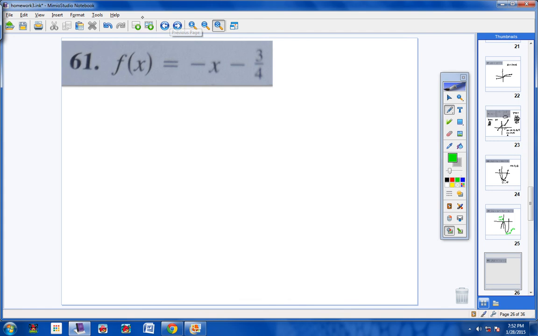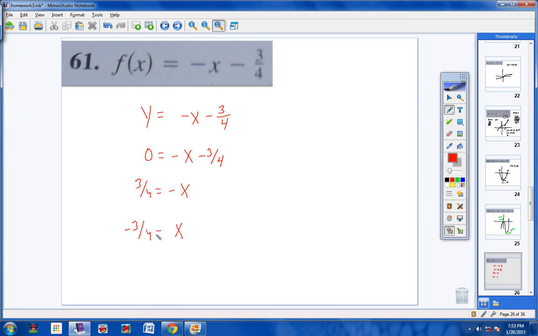Alright, number 61 through 65, the directions say to sketch the graph of the linear function, label the y-intercept. These are going to be pretty simple, guys. This is old school algebra 1, okay? y equals -x minus 3/4. Now for me, very quickly, I'm going to put a 0 in for y to get out my x-intercept. Bring the 3/4 over and make it positive. Divide by -1, there's your x-intercept, just like that, we know it, okay?